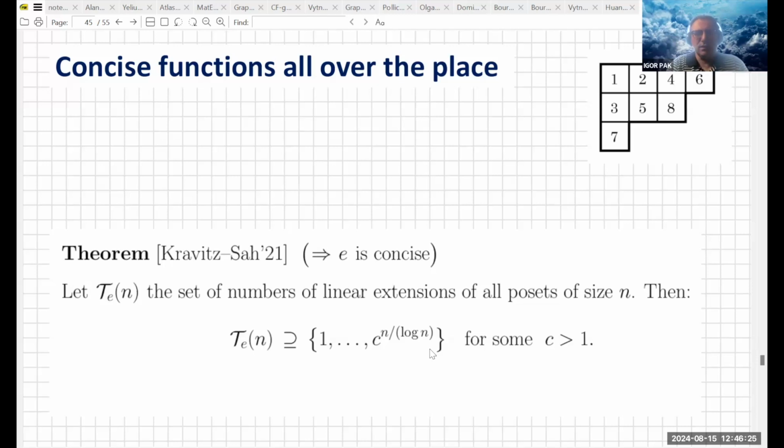And this was a major breakthrough, at least from my point of view. Until that point, the best previous bound was n squared. So as you can see, this is a giant leap from n squared to c to the n. The n squared was obtained by Bridget Tanner back when she was a graduate student at MIT.